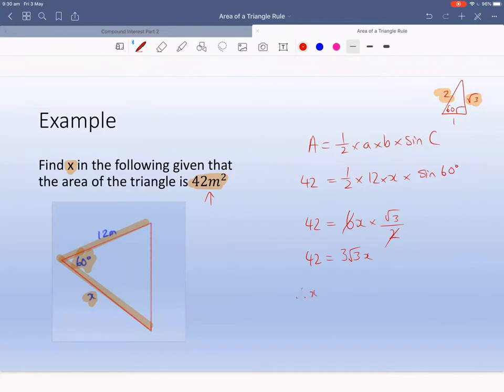Therefore, x will equal 42 over 3 root 3. And so that means that x equals 14 root 3. Because that's in meters, and that's in meters, so that will be meters. So that's the side length there, 14 root 3.